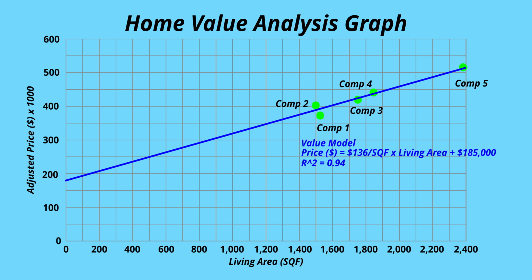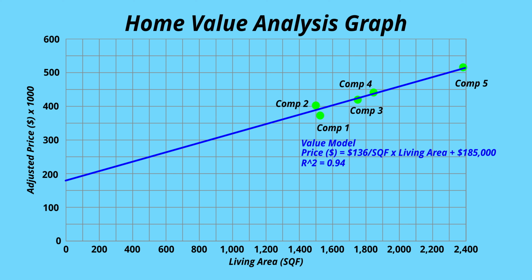This equation means the following. The $136 per square foot is the value the home carries for the living area. The $185,000 y-intercept is the value of the land. Below the equation is something called R squared, or the coefficient of determination.